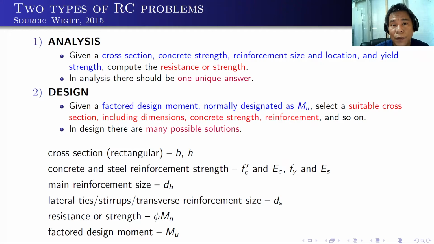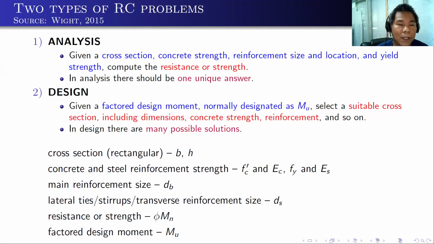There are two types of reinforced concrete problems. Normally we do analysis or design. If we say analysis, the cross-section, concrete strength, reinforcement size and location, and yield strength are given, and we will compute for the resistance or strength. In the analysis, there should be one unique answer.